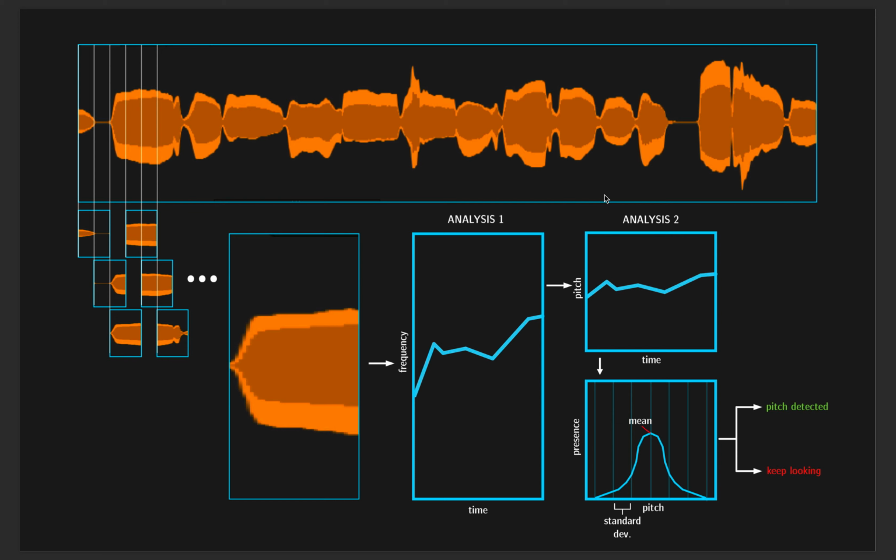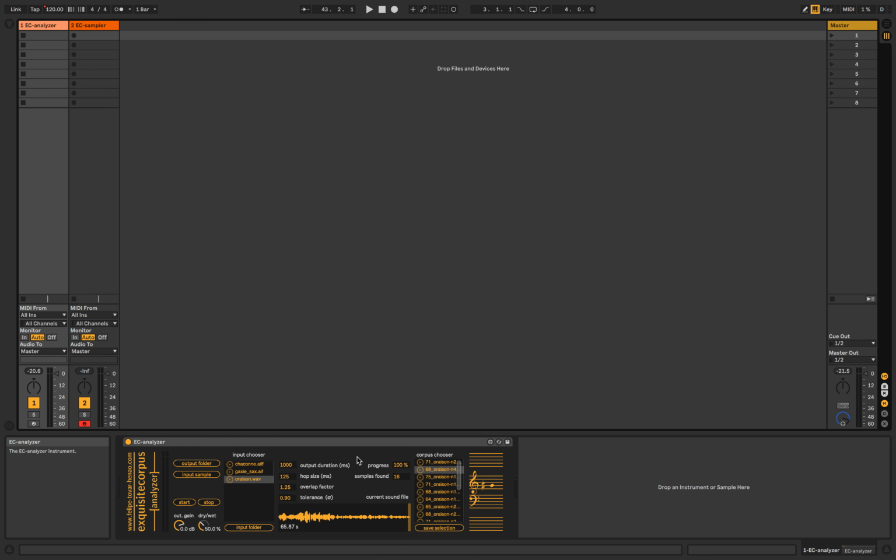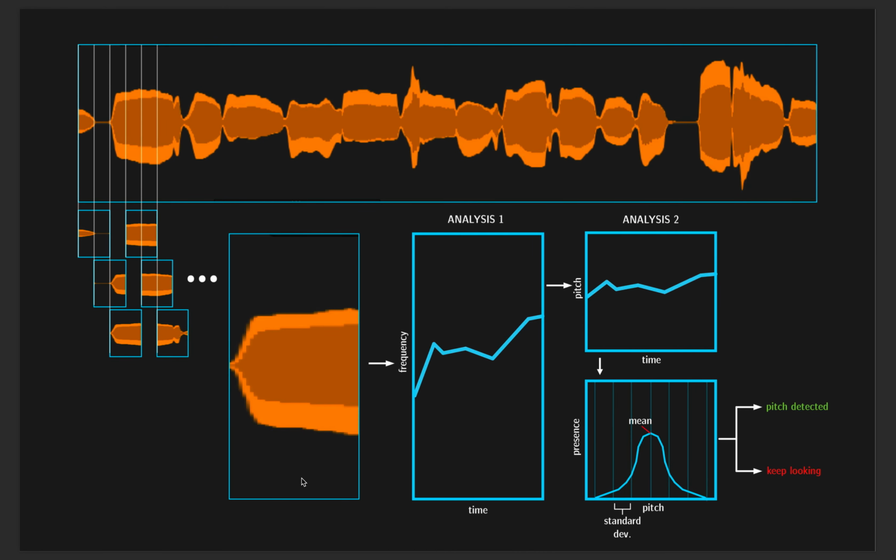So the reason why I mentioned this is because the settings we specify control not the initial frequency analysis, but the second analysis that is performed on this frequency stream. So with this in mind, we can now take a look at each of these settings individually and explain what they do. So the hop size determines how far apart in time each of the chunks are. So as you can see, the distance here between each of these snapshots is determined by the hop size.